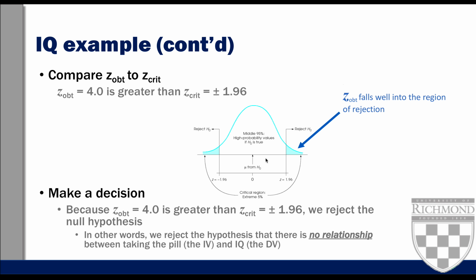If the sample mean had fallen in here, in that middle area in the sampling distribution, we would have failed to reject the null hypothesis.